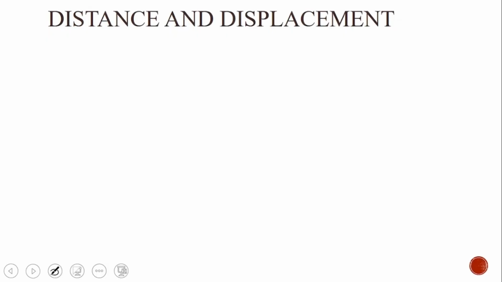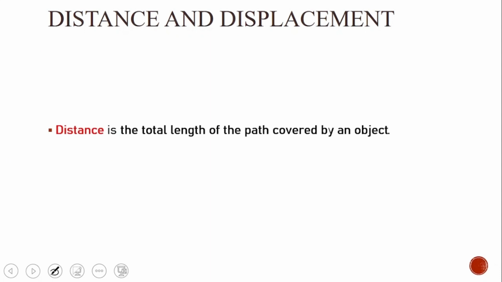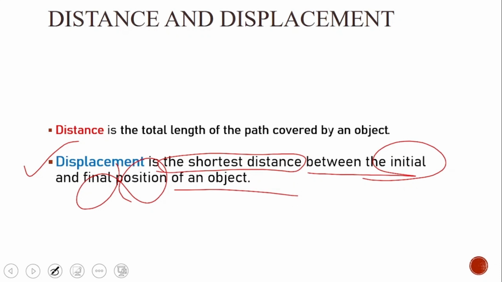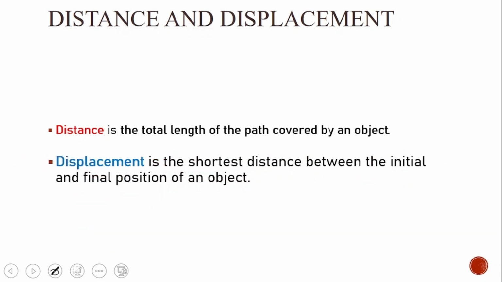Now let's move to the next slide. Distance and displacement. Let's talk about distance first. Distance is the total length of the path covered or traveled by an object. Then what is displacement? Displacement is the shortest distance between the initial and final position of an object.